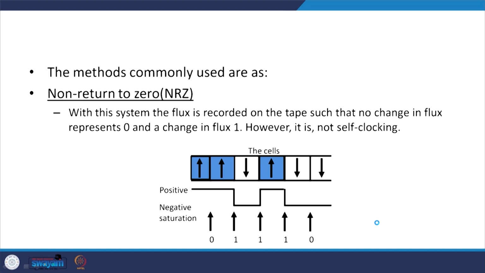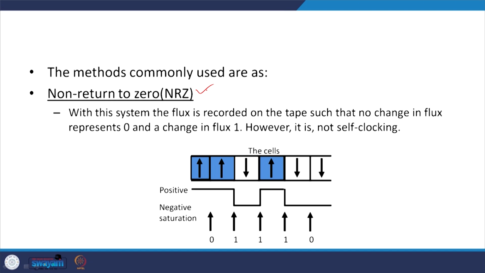So, the methods commonly used — I will be discussing a few of these methods, and if you want to learn more you can refer to Mechatronics by Bolton, from where you will get sufficient information. Okay. The next way is the non-return to 0, or NRZ in short. With this system the flux is recorded on the tape such that no change in flux represents 0 and change in flux is represented by 1. However, it is not self clocking.